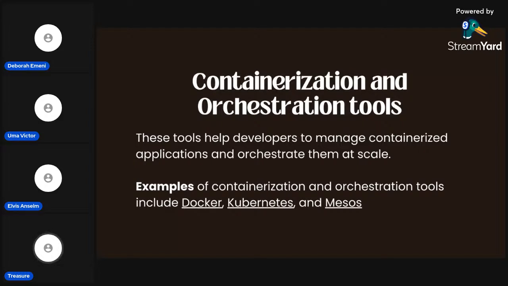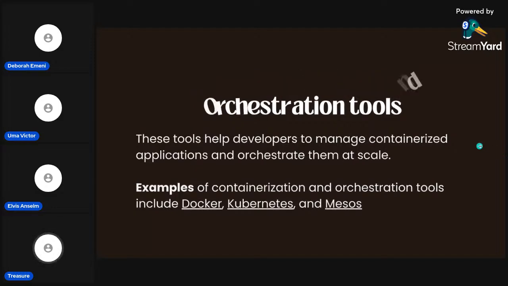An example of this containerization tool is Docker. Docker is a containerization tool. You can use Docker to package an application and run it on any system anywhere in the world. An example of an orchestration tool is Kubernetes. Kubernetes is just a container orchestration tool that helps manage, provision, and organize containers.